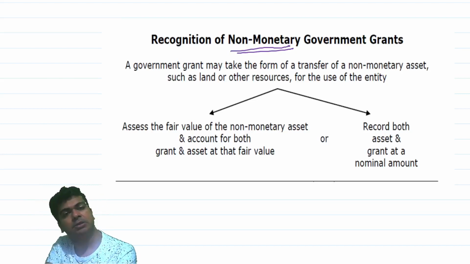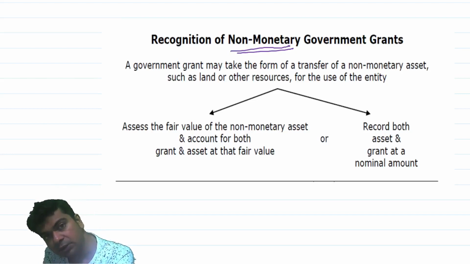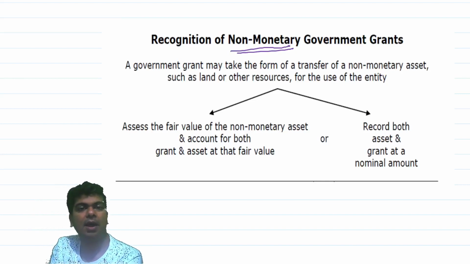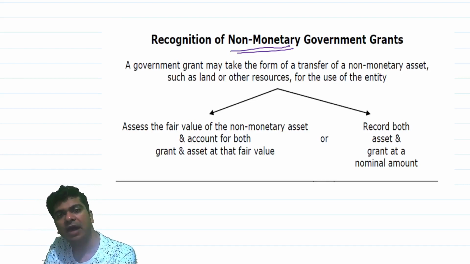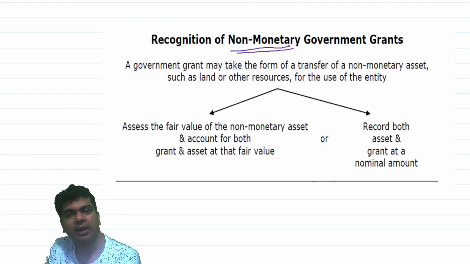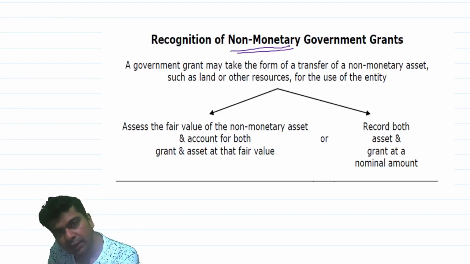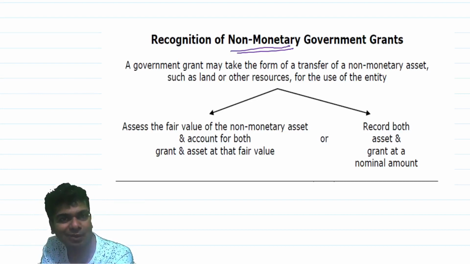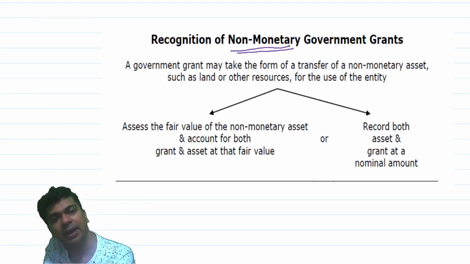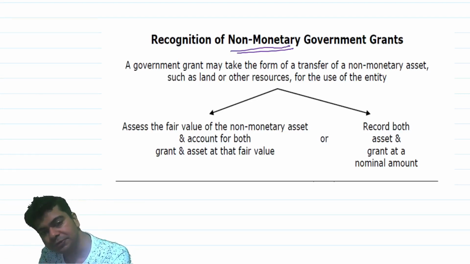The other possibility is to record the grant and the asset at a nominal value. I am getting land free of cost. I say in my books, land account debit to government grant 1 rupee. At a nominal amount, I am recording the land. That is another choice.